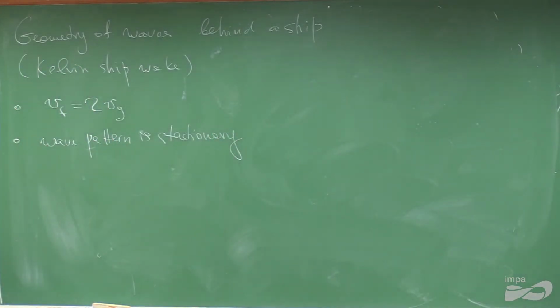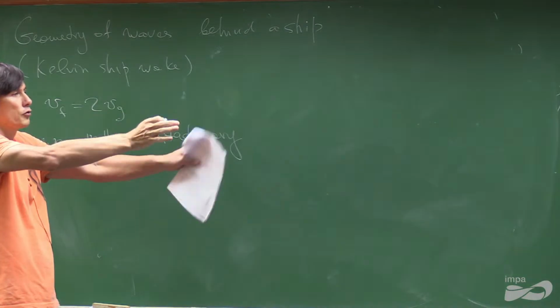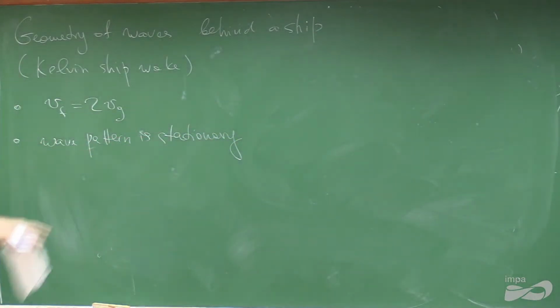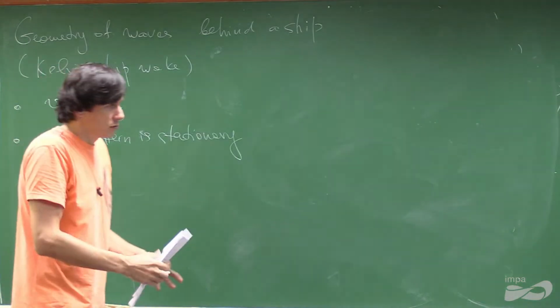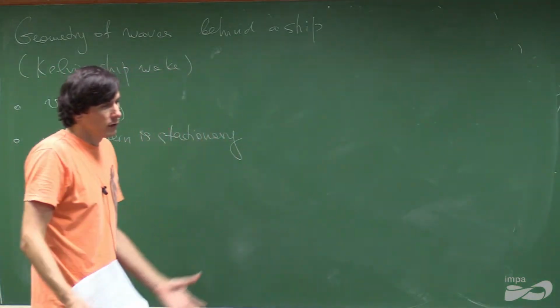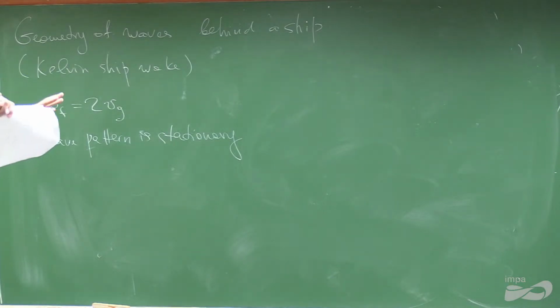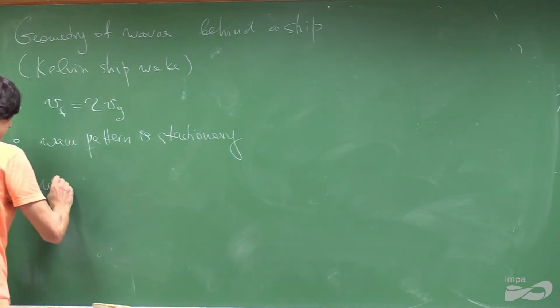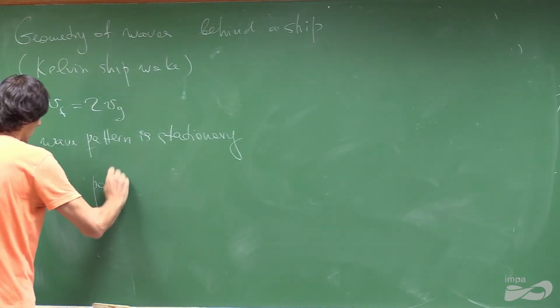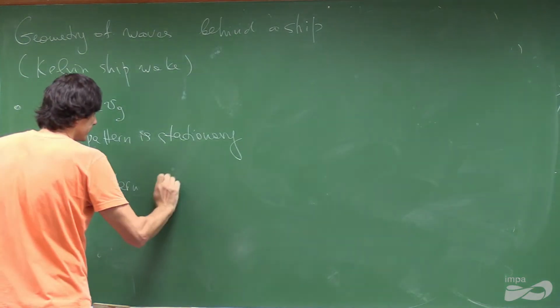Stationary means that whenever you are sitting on a ship and looking at waves behind, they do not move. So waves move in an inertial reference frame, but if you sit on a ship and look behind, you will see that you're moving, but the waves are just moving together with you. So for an observer sitting on a ship, there is no motion of the surface. And the third is that the wave pattern is self-similar.